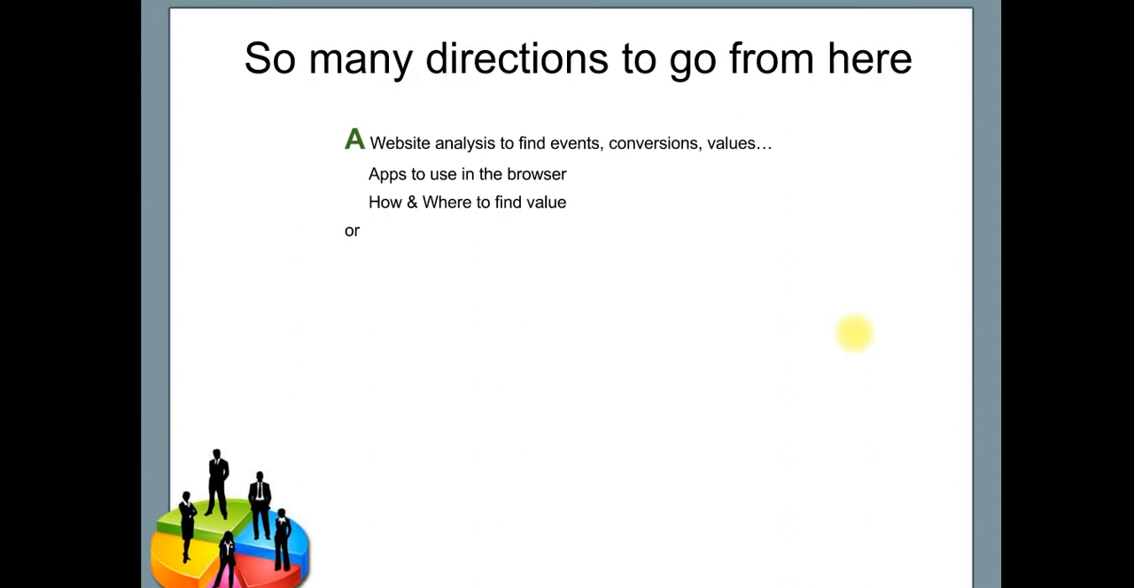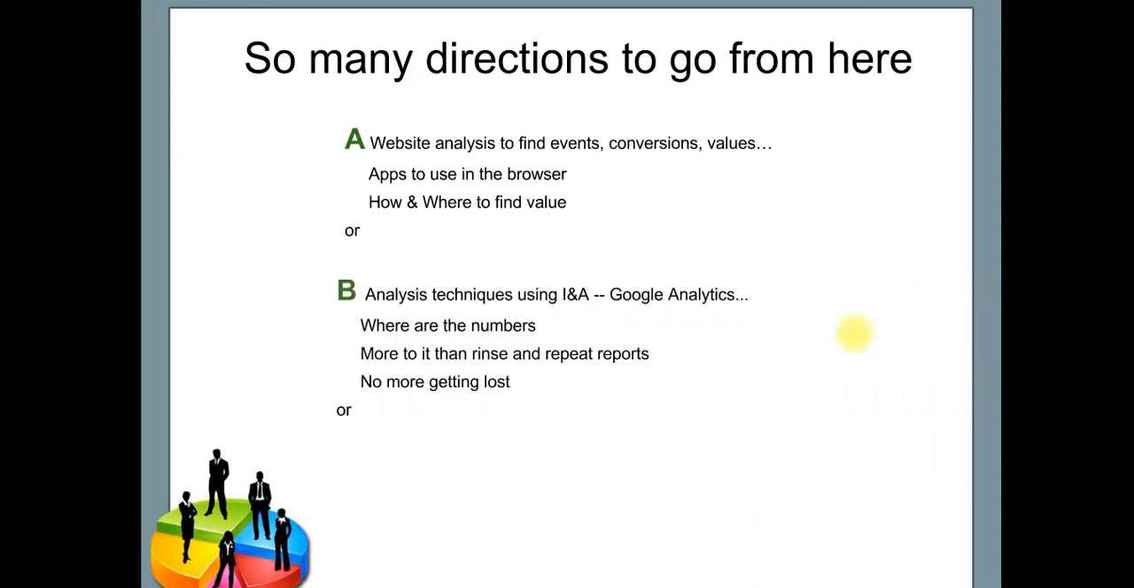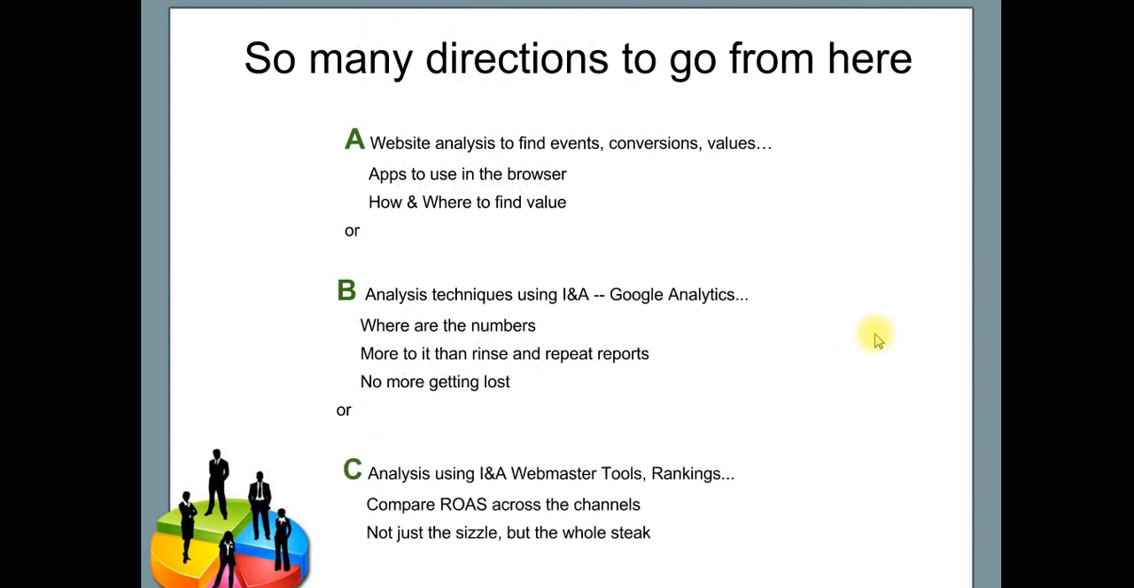So what apps do you need to have on your browser so that when you cruise through a client's website, you can identify the events, the conversions, the goals, and identify how to find the value for those events and goals? Or we could look at the analysis techniques using Insights and Analytics and go through the Google Analytics within Insights and Analytics and find out where's the numbers. How do I do things better than I can in Google Analytics, and can I start using this thing and not get so lost? Or we could do analysis using Insights and Analytics for webmaster tools like ranking reports.